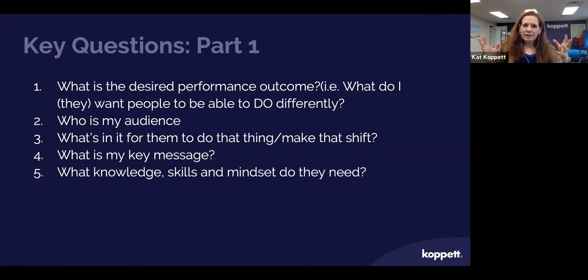But if I really think about it in terms of the design, there's a whole bunch of stuff at the beginning of the program that should look different, in terms of developing safety and comfort and having people get to know each other and introduce themselves to the group, that I'm going to want to do at a public workshop that I don't have to do with an intact team, for example.